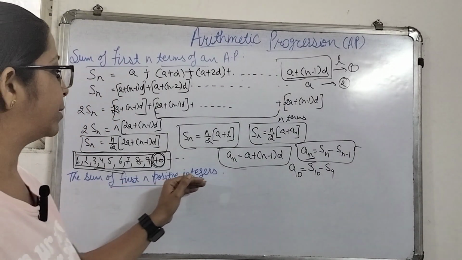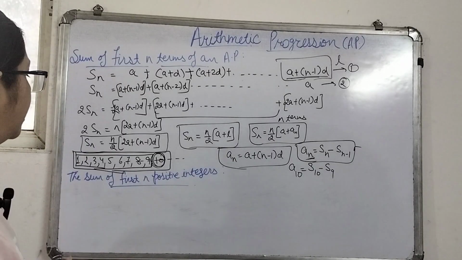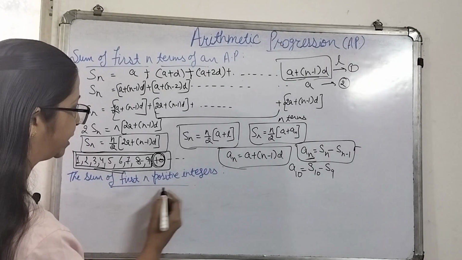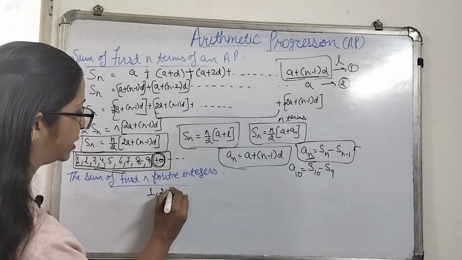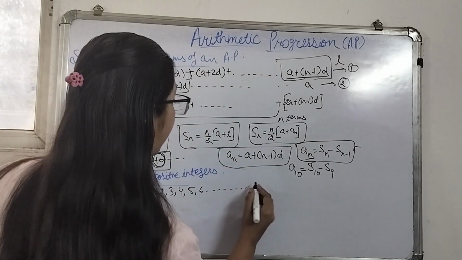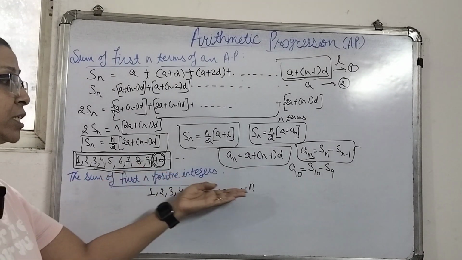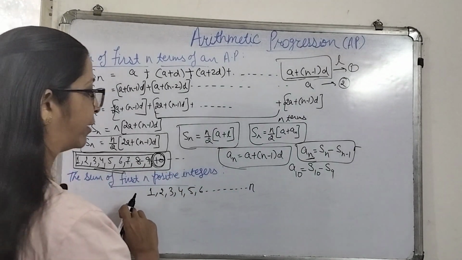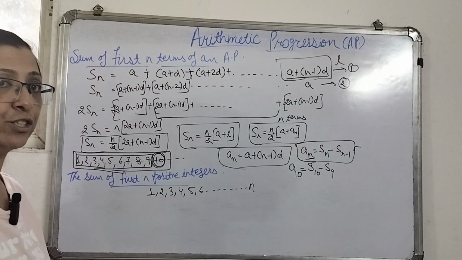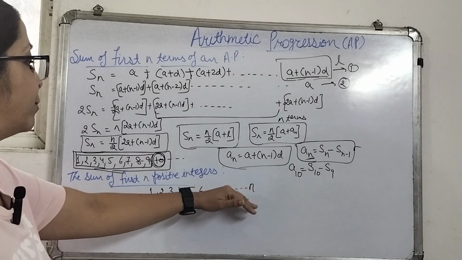Now the sum of first n positive integers, that means this is the series which we have to consider. First n positive integers we have to take. So this is the series. Again this is an AP, and we have to take the nth term till n, means first n positive integers we need to take. So we have taken first n positive integers, and we have to find what will be the sum of these first n positive integers.